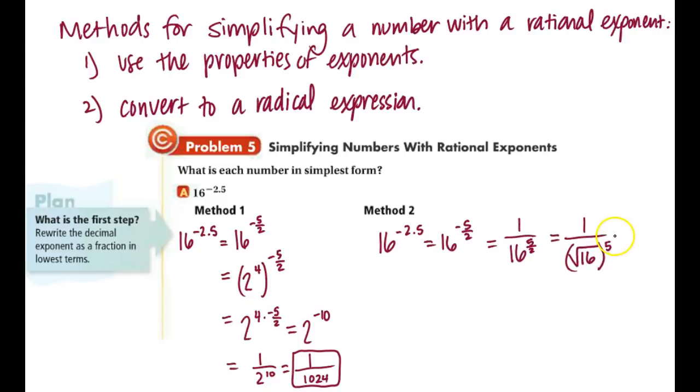The square root of 16 is equal to 4, so I have 1 over 4 to the 5th power, and 4 to the 5th power is equal to 1024. So I still get the same answer using both methods.